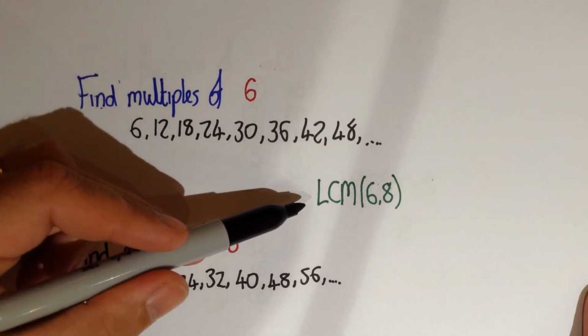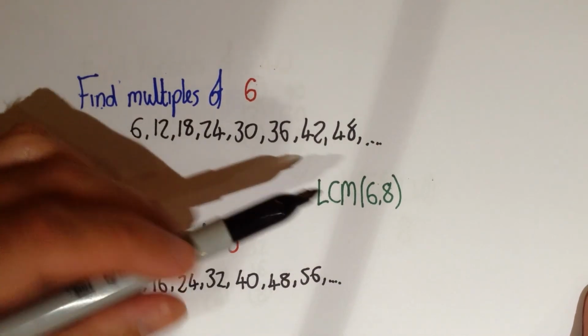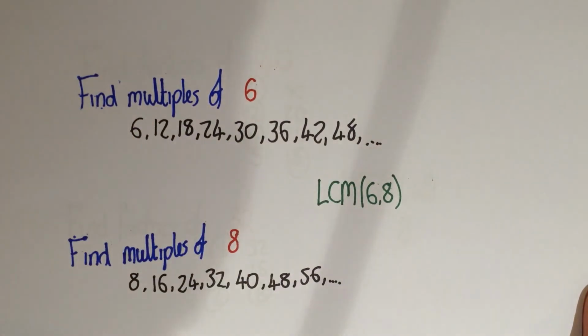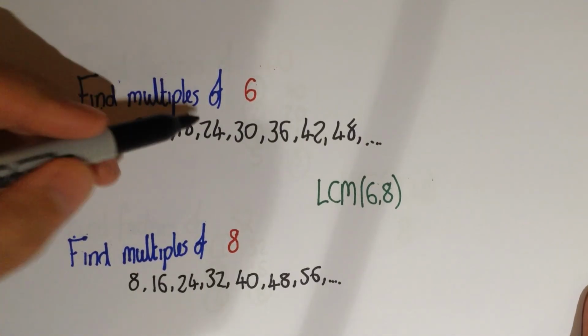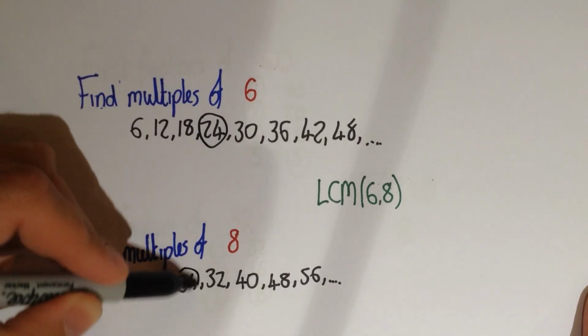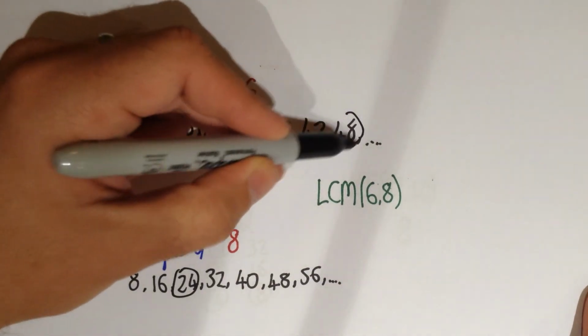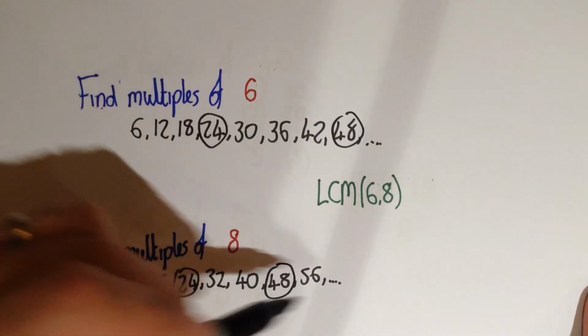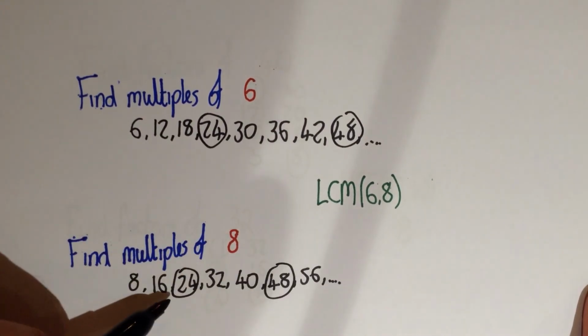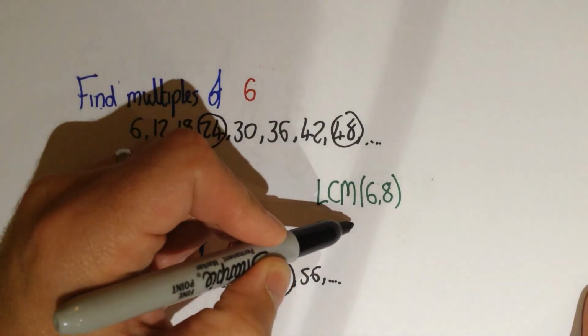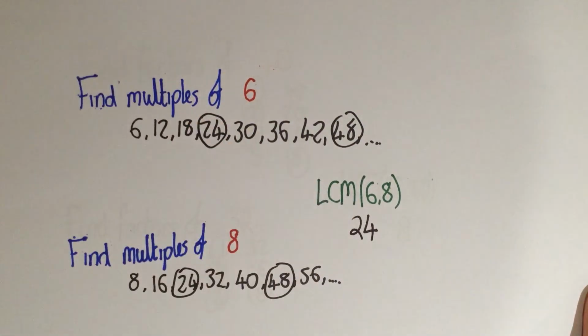When it comes to the extra question, the lowest common multiple of 6 and 8, we're looking for a number that appears in both of these lists. There's 24, 48 also appears in both lists, and there will be more if we'd continued, but the lowest common multiple, so the smallest one this time, is 24. So the lowest common multiple is 24.